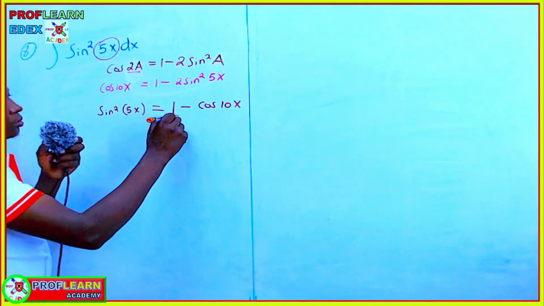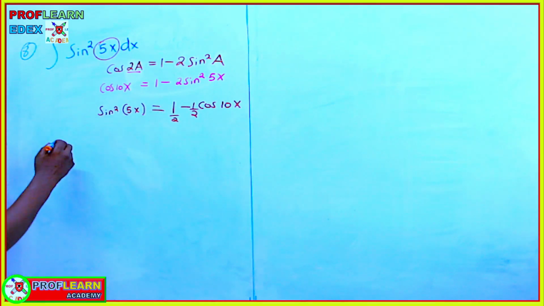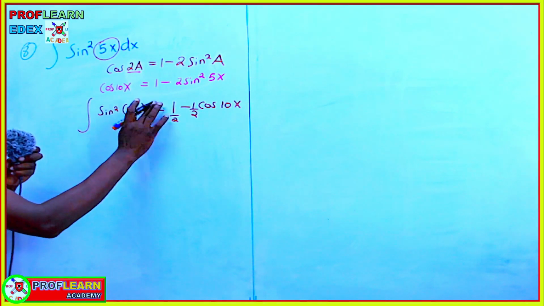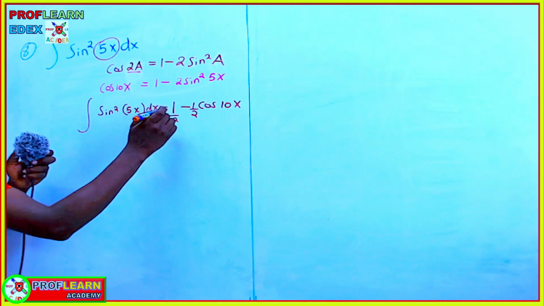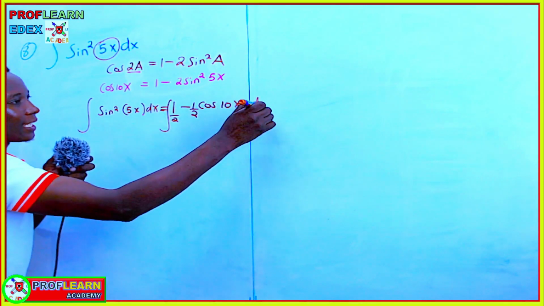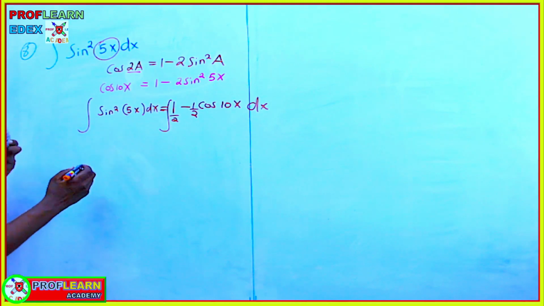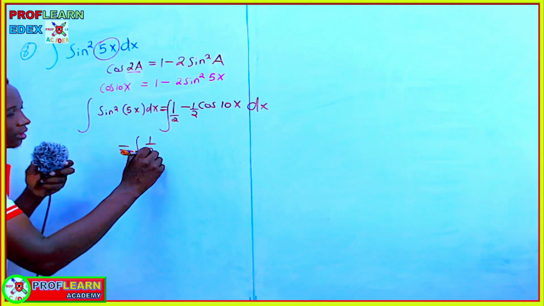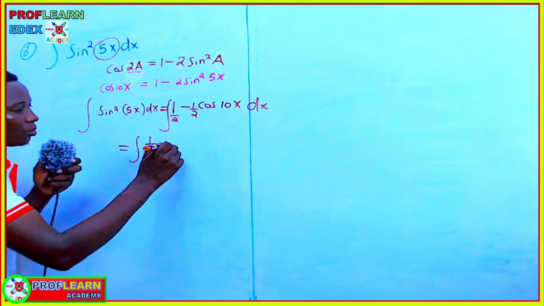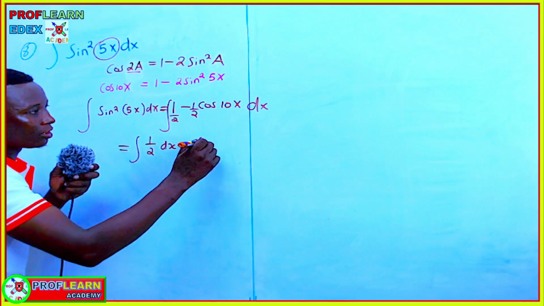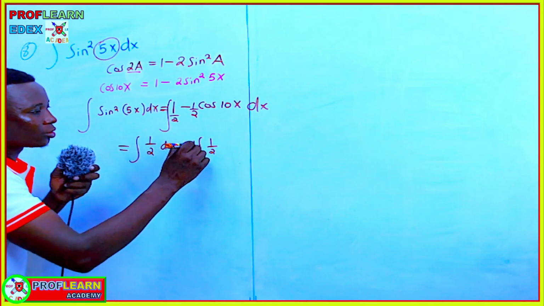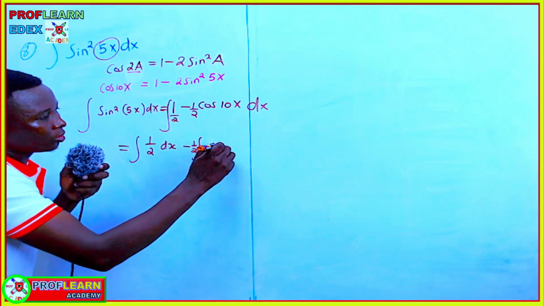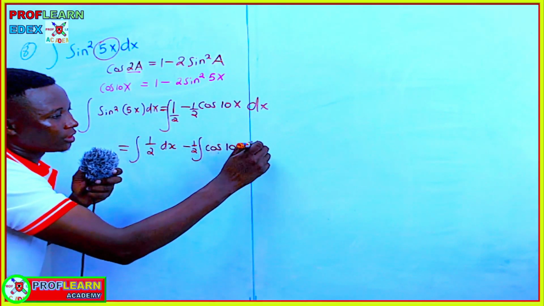Then divide by 2 all through, like that. So if you have this integral with respect to x, then you are integrating this, which will reduce to the integral of 1 over 2 with respect to x minus the integral of 1 over 2. I'll take this 1 over 2 out so that we have cos 10x with respect to x.